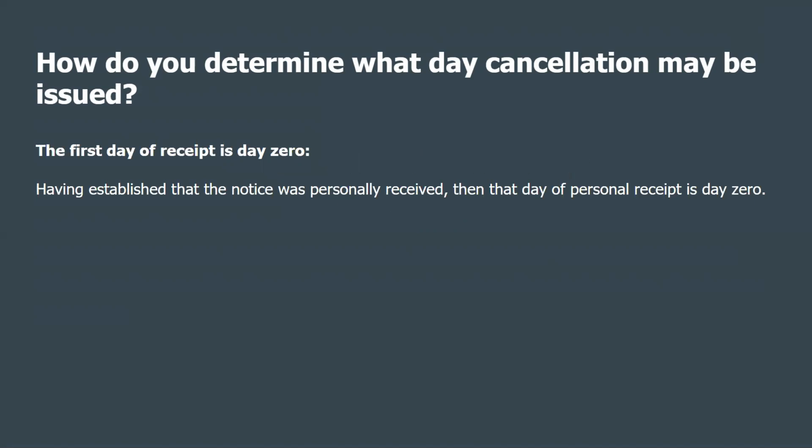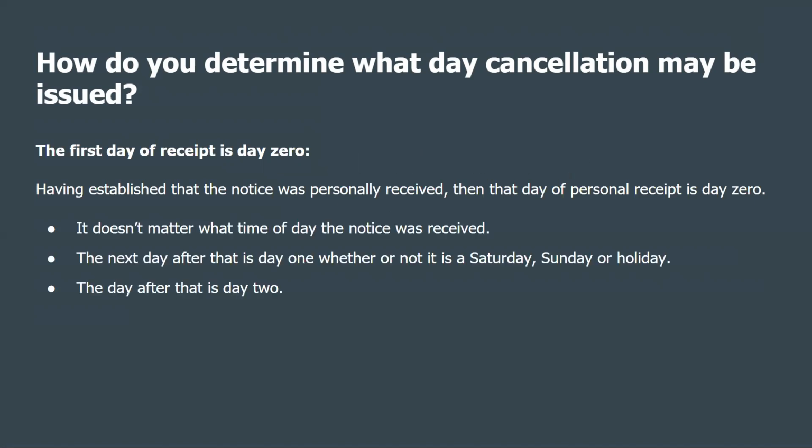Having established that the notice was personally received, that day of personal receipt is day 0. It doesn't matter what time of day the notice was received. Next day is day 1, whether or not it is a Saturday, Sunday, or holiday. The day after that is day 2.